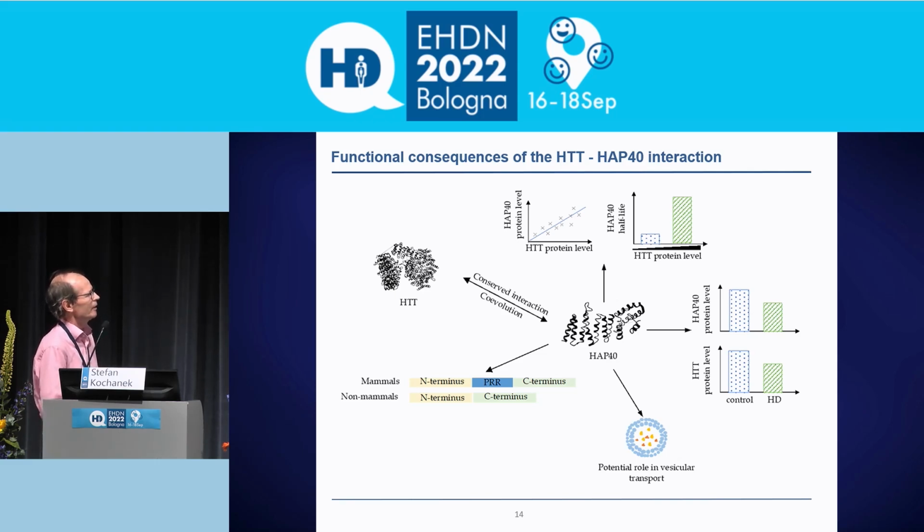One thing I didn't mention: there's one additional interesting thing which we are looking at to see what it might mean. In mammals, there's a polyproline tract inserted in the center of HAP40, only in mammals. In non-mammals, it's not present.